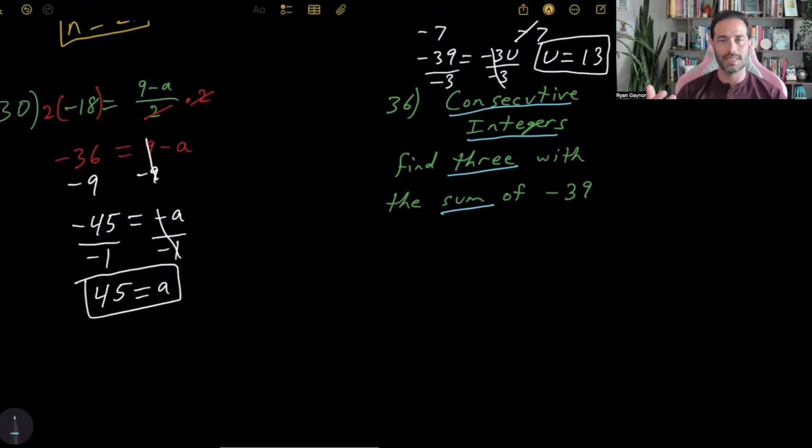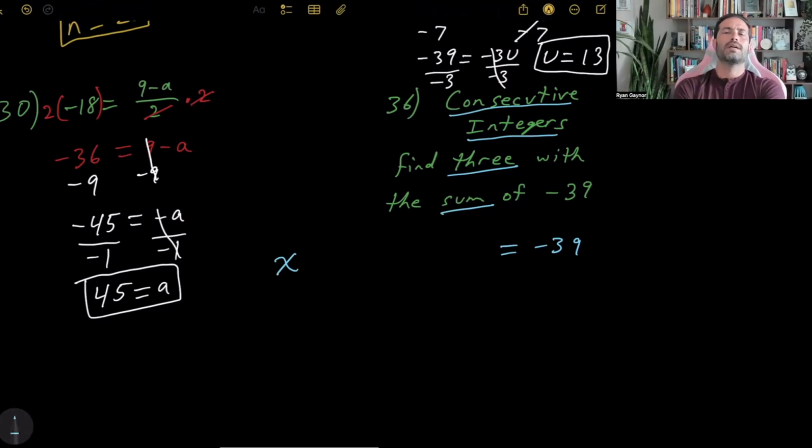Okay, so it says find 3 consecutive integers with the sum. What does sum mean? Well, sum means the answer to an addition problem. Okay, so we know that we're adding. We know that the whole thing is going to equal negative 39. But we have to create an equation. We don't know what each integer is. So when you don't know something, you want to label it as a variable. Now in this case, I'm just going to choose x. I love working with x. It's my favorite variable. So I'm going to start by writing x.